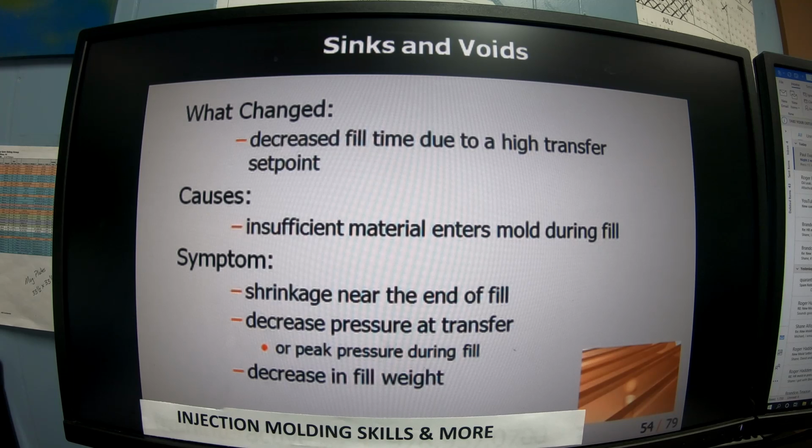If the transfer point is set too high, too little material will enter the mold during fill, and this will result in shrinkage near the end of fill. In this case, you would see a drop in both pressure at transfer and the part weight during fill.